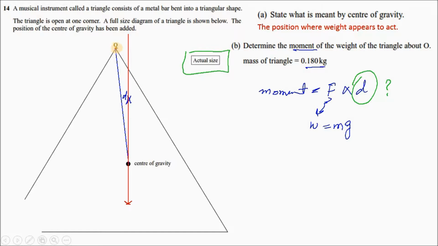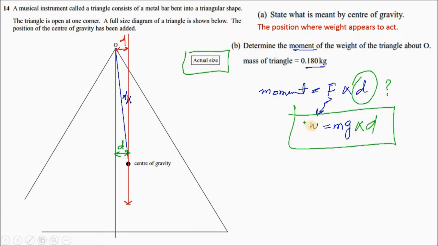From the pivot to the line of action of the force, this is called the pivot distance. You need to measure that distance. So use your ruler to measure this distance, because I cannot do it here. In your paper you can do it. You can measure from here, or you can draw a perpendicular line from O, and that distance will be the same as this one. So this is also D. So use this D here, and then you can find the moment of the force or the weight.